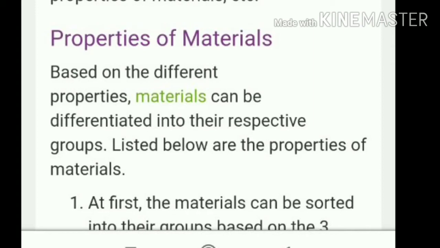So as we have seen in our daily life, we are using different materials, and if we want to classify, means if we want to separate out, we are thinking on some properties of the material. So one by one we will see. First we will see properties of materials. Based on the different properties, materials can be differentiated into their respective groups. Just we will see the properties one by one.